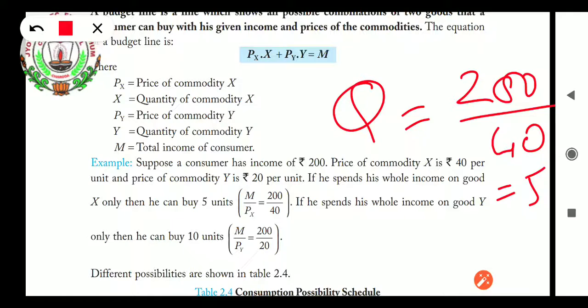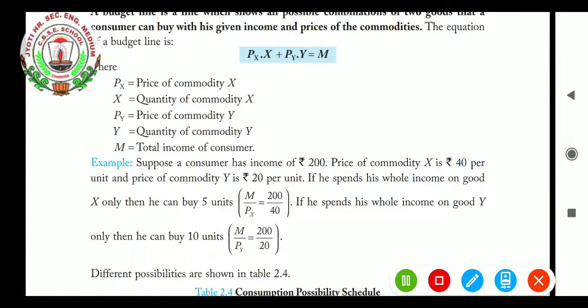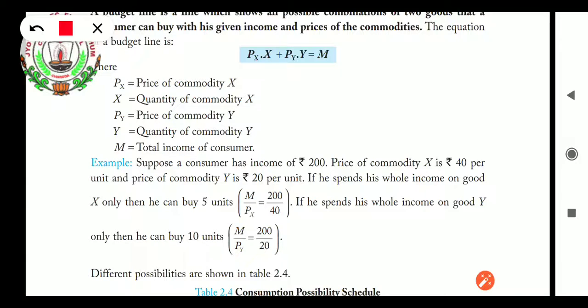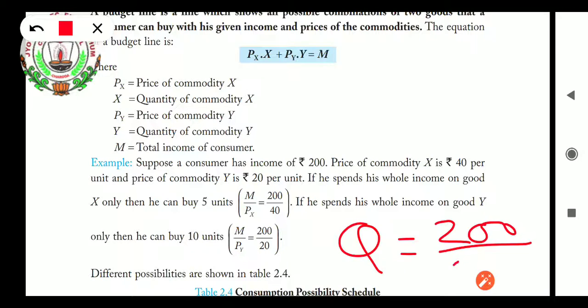So if he is ready to pay the whole 200 rupees, his income, for good X, product X, then he will get 5 quantity of X if he is paying 200 rupees. Now same thing, if he is paying the whole income for commodity Y, then how much will we get? Quantity equals 200, the total income, and the price was 20. How many goods can he purchase of commodity Y? That is 10.